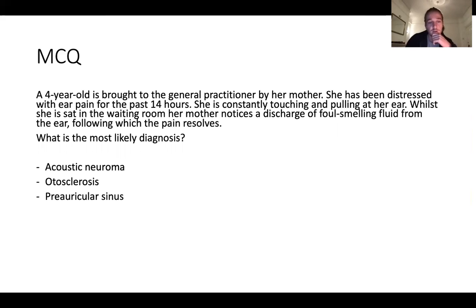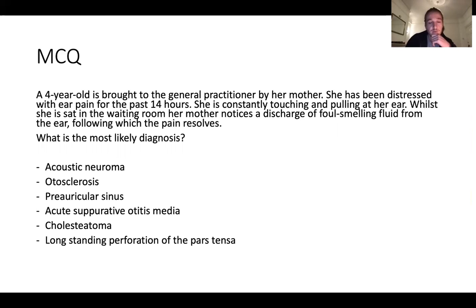Acoustic neuroma, otosclerosis, preauricular sinus, acute suppurative otitis media, cholesteatoma, long-standing perforation of the pars tensa. I'm not sure if there's another one. Otitis externa. Is there another one? Do I risk it? I don't think there'll be another one. All right, we actually already have an answer. Katie says cholesteatoma. Okay. Have we got any other? No, go on. Oh, otitis media.